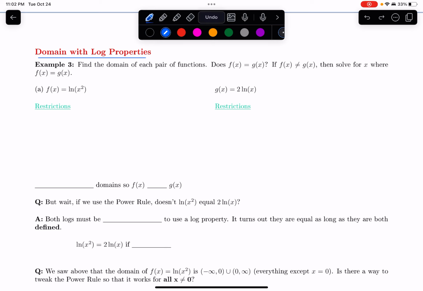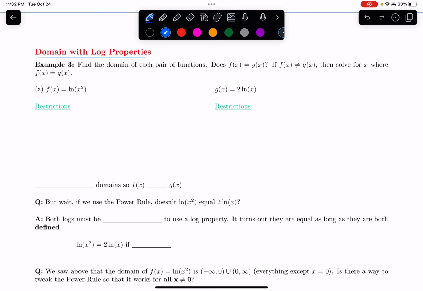So there's going to be two functions here. The first one is ln of x squared, and the second function is 2 times ln of x. So the problem asks me, are the two functions equal to each other? And if they're not equal to each other, then solve for the x values where they are actually equal. So maybe they'll be equal to each other for some x values, but not all x values. So find the x values where they are the same.